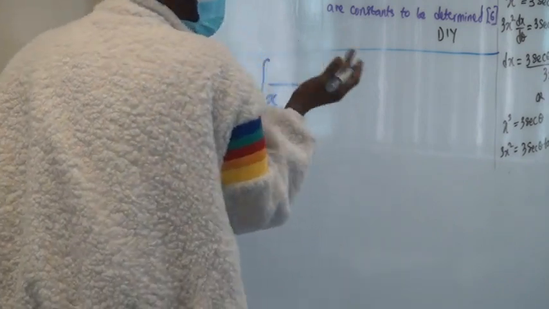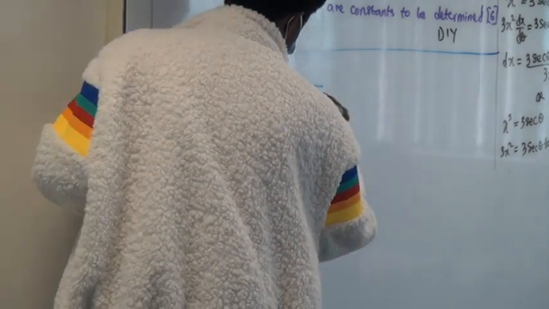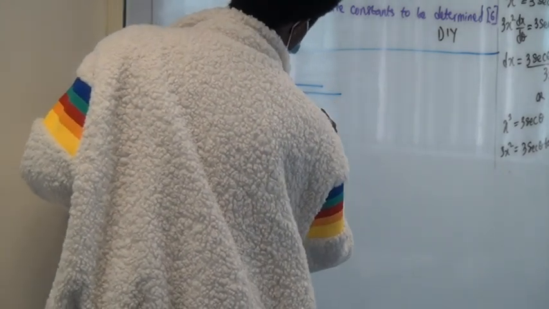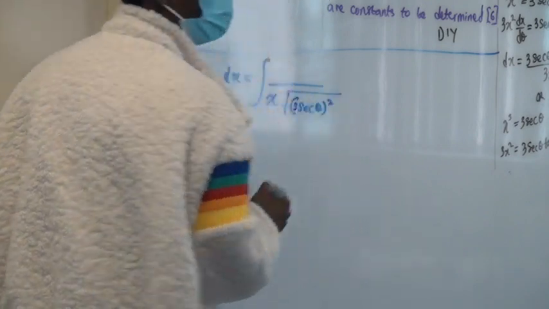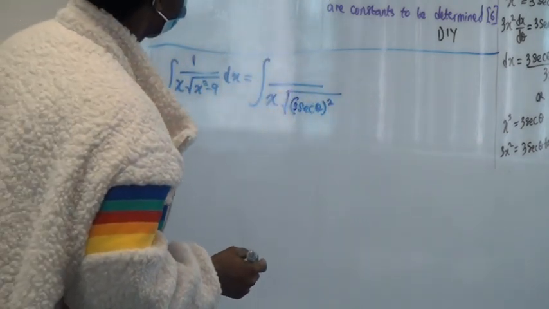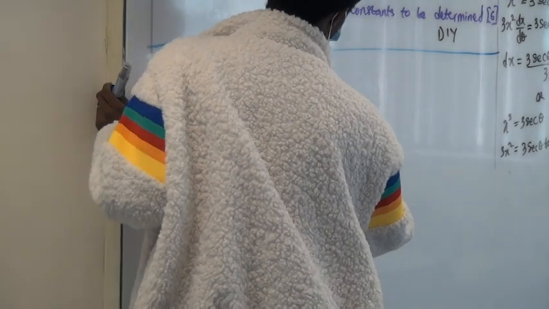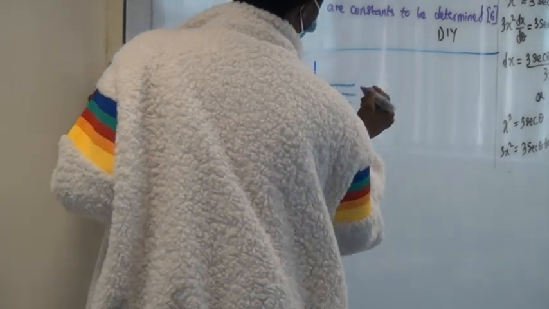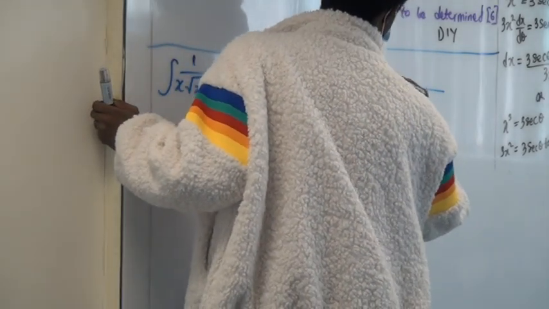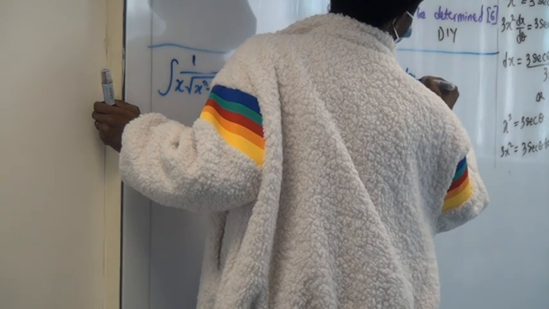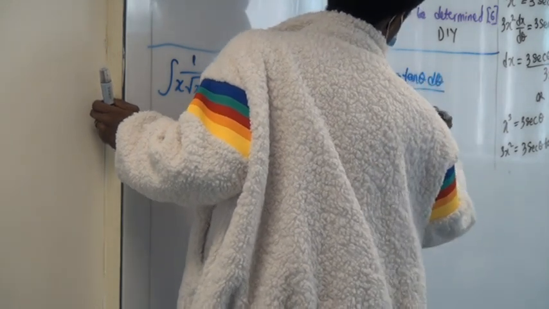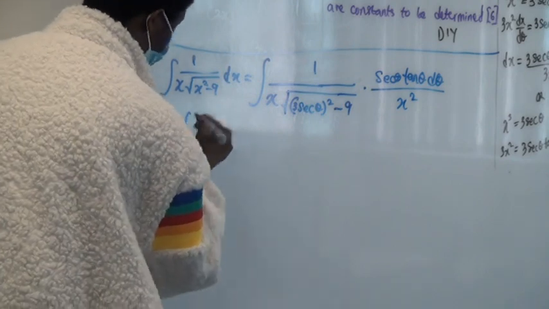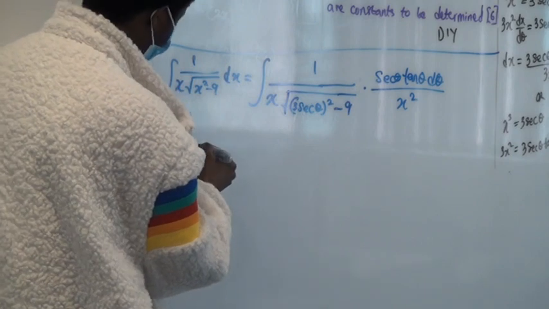Our x, there's nothing for x for now, square root of 3 sec theta squared minus 9, one. Instead of the x, then we have sec theta tan theta d theta over x squared. So this is the integral. What next?